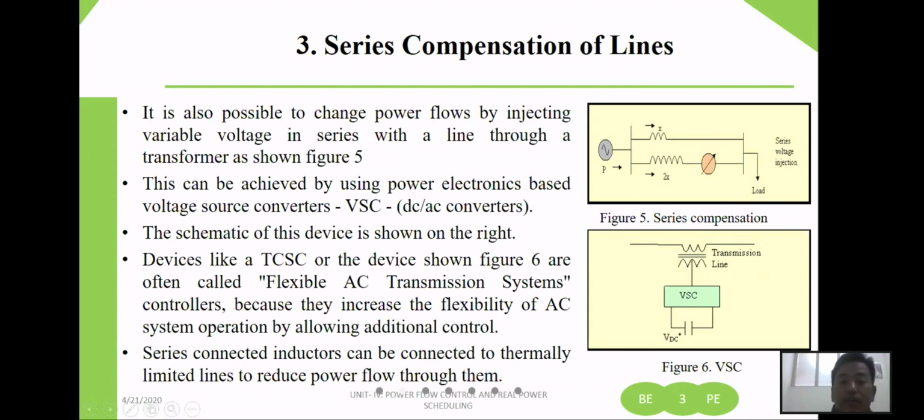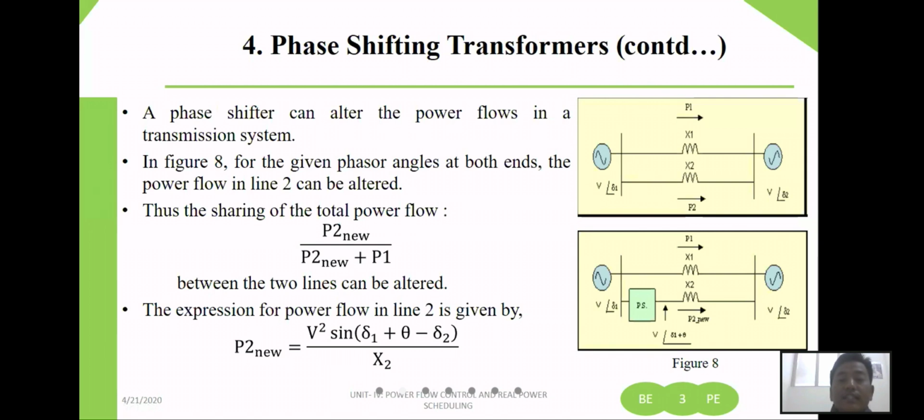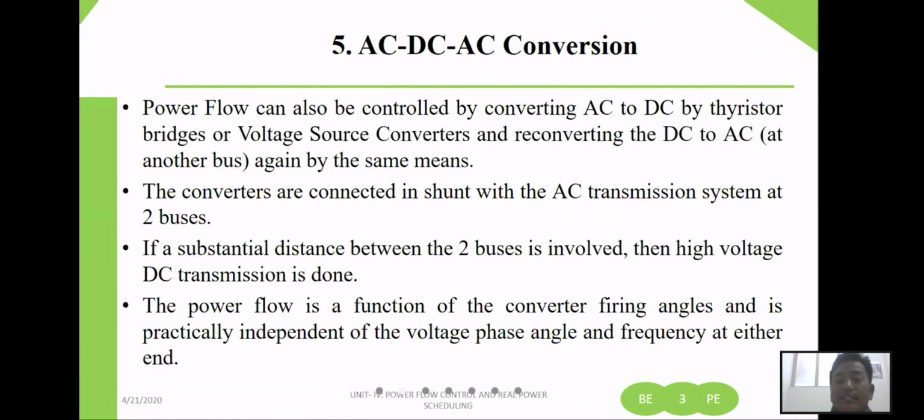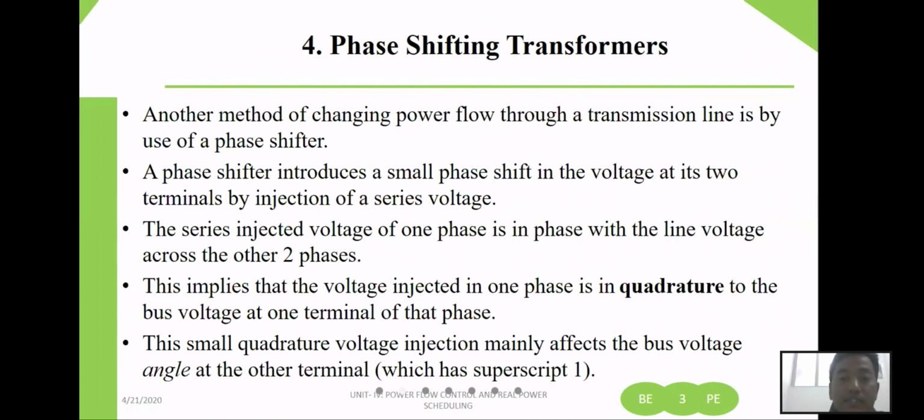So that's all about today's lecture. Tomorrow we'll see how we can control the power flow using a phase shifting transformer, and towards the end we'll see another type of power electronics device, AC-DC-AC conversion. There are a lot of advantages of AC to DC conversion and back to AC. That's why you might have seen that most of the research now is going on in DC transmission systems. From here you will understand a little why we are going to DC transmission systems.